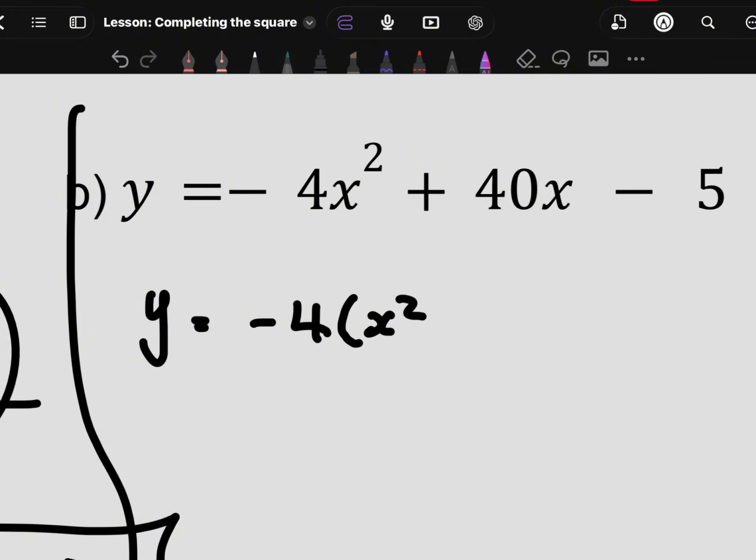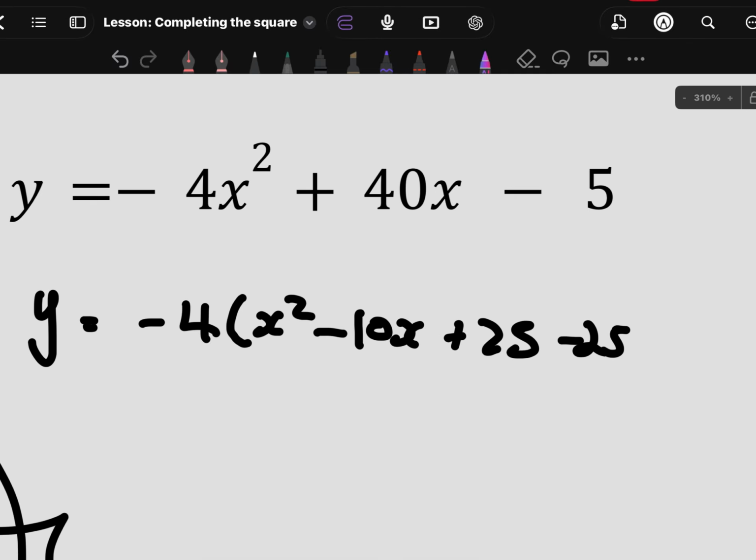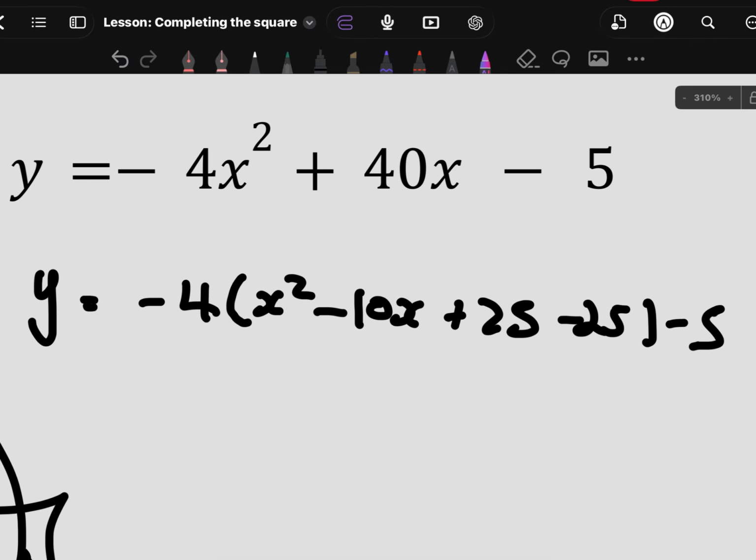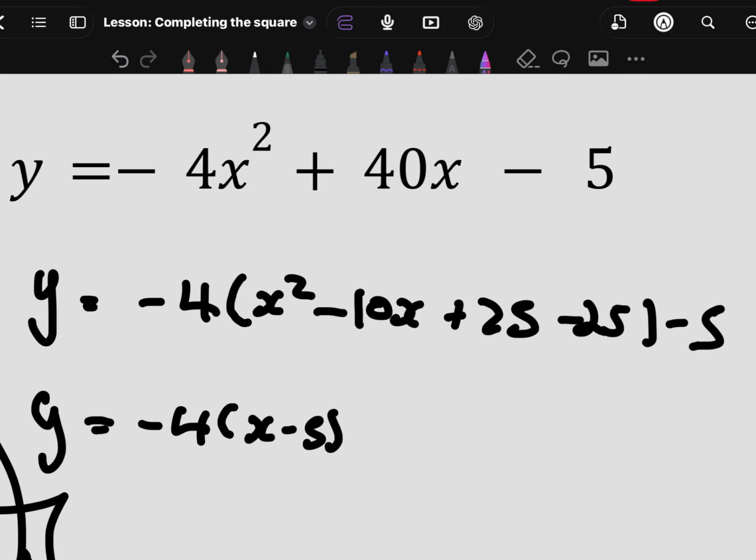Then 40 divided by negative 4 is negative 10x. Negative 10 divided by 2 is 5. Squared is plus 25 minus 25. And we keep that negative 5 out there. From here, we factor the perfect square trinomial. This gets us y equals negative 4 times (x minus 5) squared.